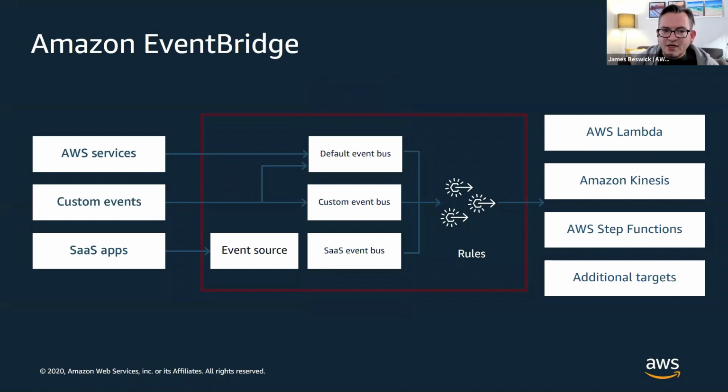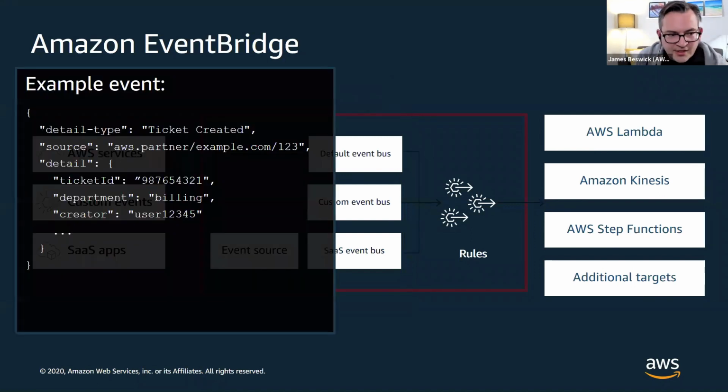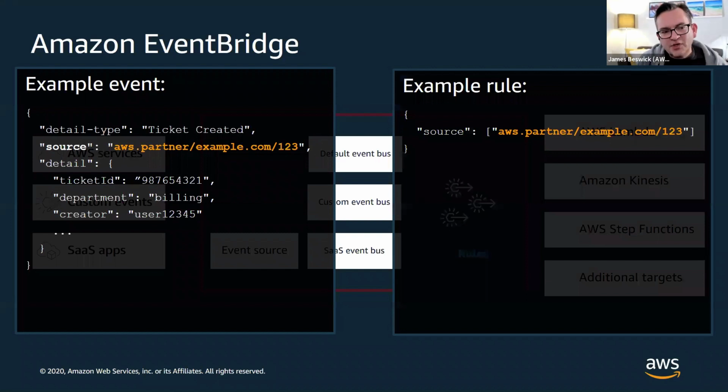And then on the right-hand side, you have targets, which are places where you want to send events that match rules. So the rules are the interesting part. Here's an example event that's coming in. Here is an event saying a ticket was created. It's got a ticket ID, a department, a creator, and a source. The source is very important. That separates out AWS events from partners from your own applications. And in this case, we could create a rule that says, I'm interested in events where the source is an AWS partner of example 123.